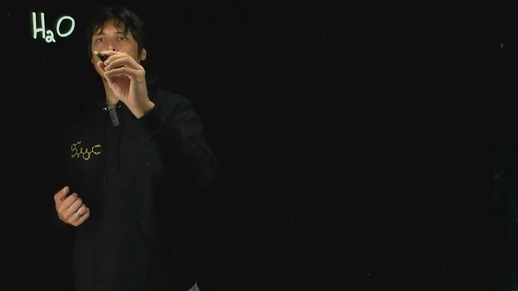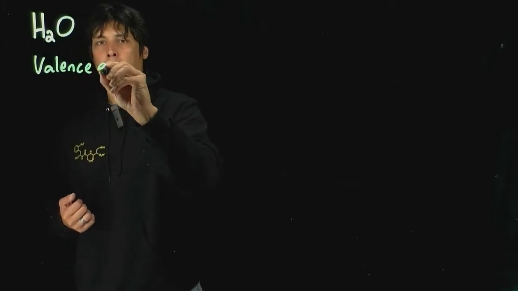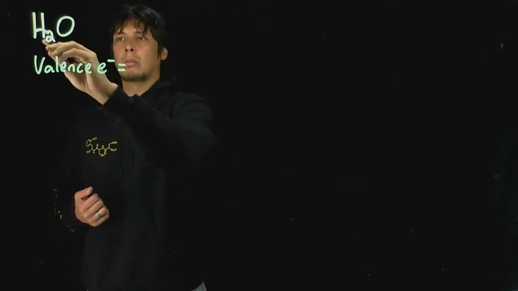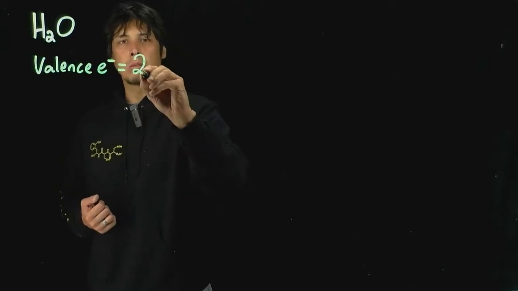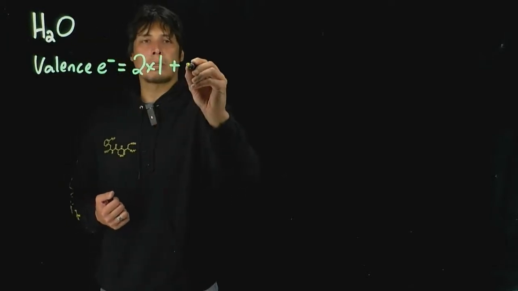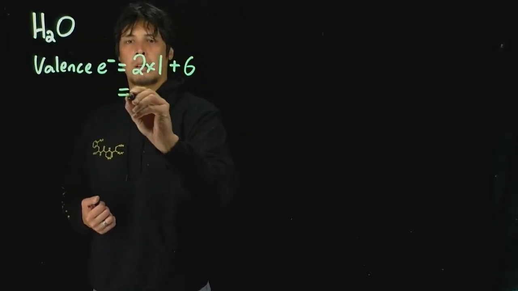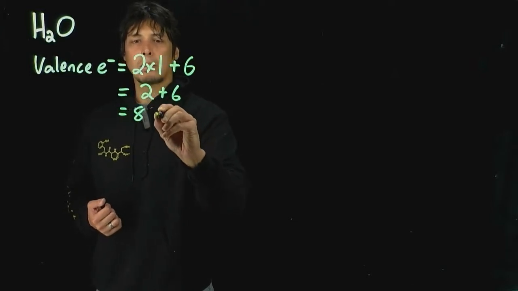So each hydrogen, so valence electrons is going to be equal to 2 hydrogens. Each hydrogen has 1 valence electron, so 2 times 1, plus 6 valence electrons for oxygen. So 2 plus 6 equals 8 total valence electrons.